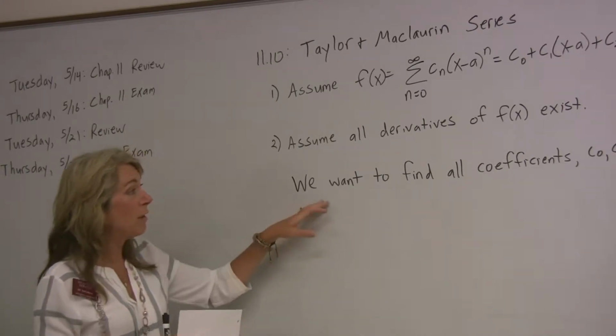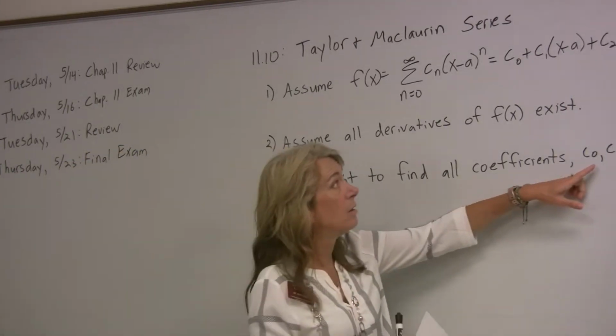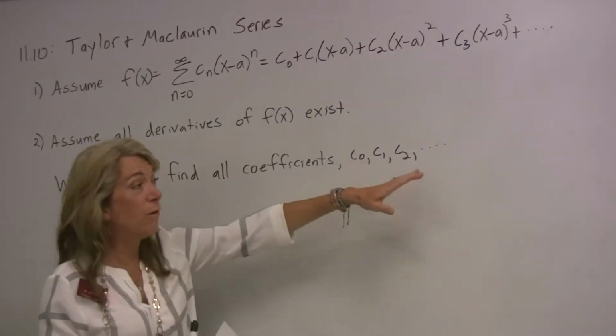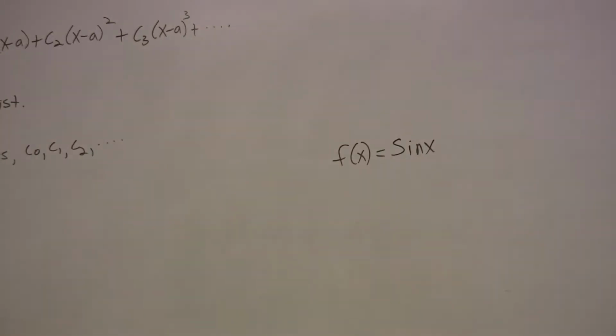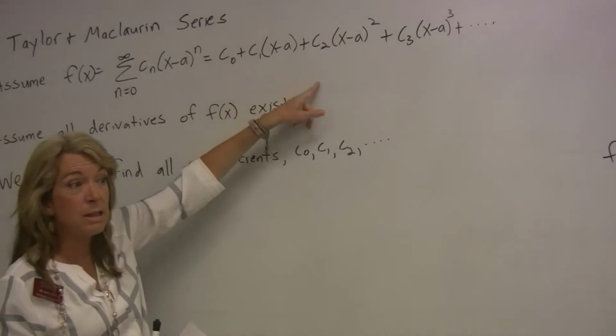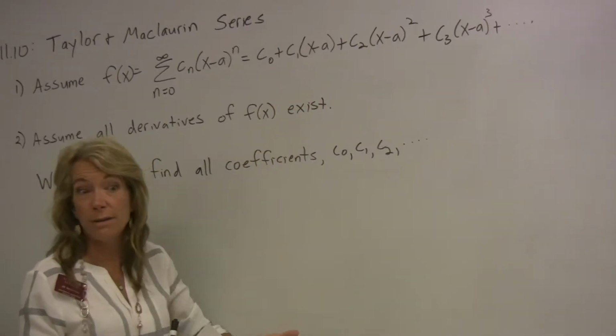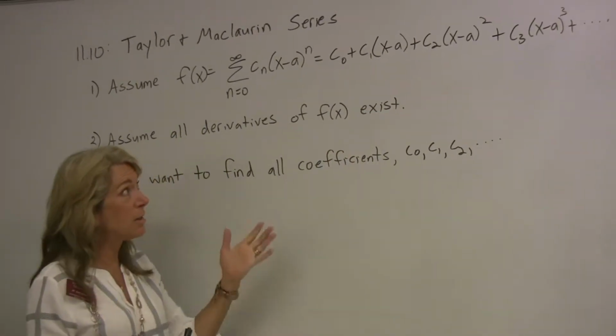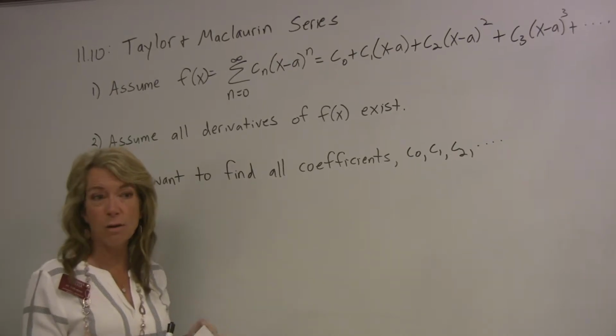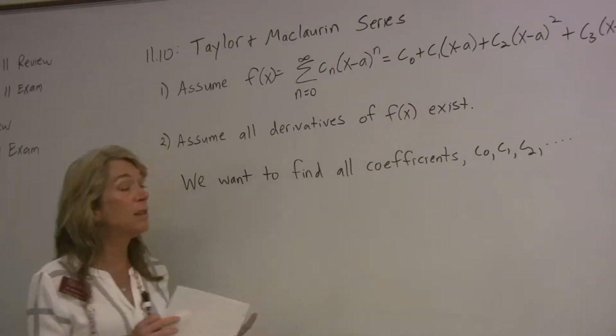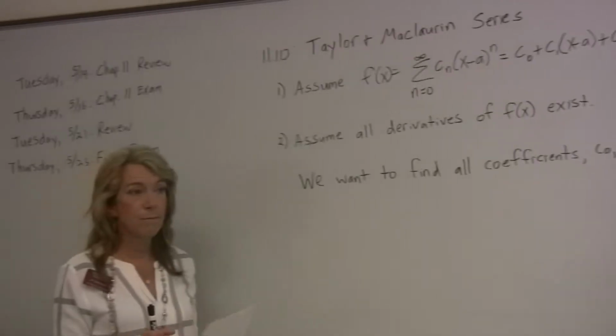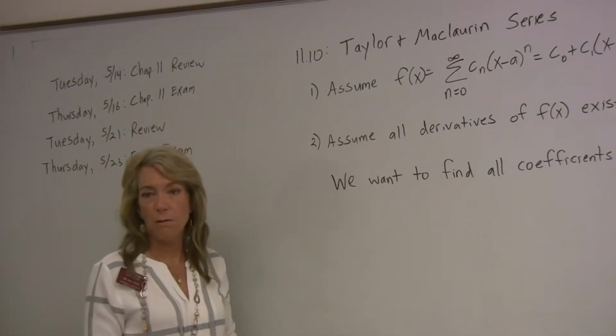And so our goal is to find all the coefficients for every function. So if it's sine x, maybe this first one's a 7, and that one's a 3, and that one's a 9, or something else. And if it's cosine, maybe those are different constants. But that's the goal, is to find the constants so you can find the series for every single function. Everyone okay on the goal?